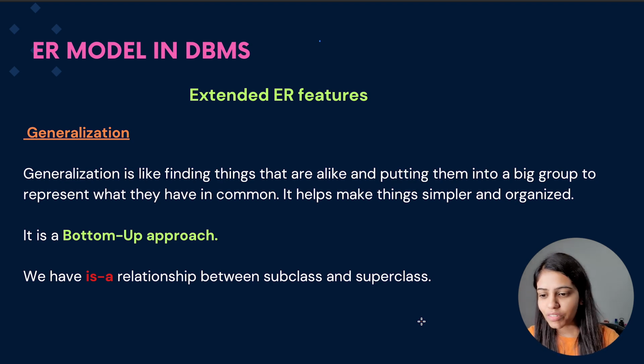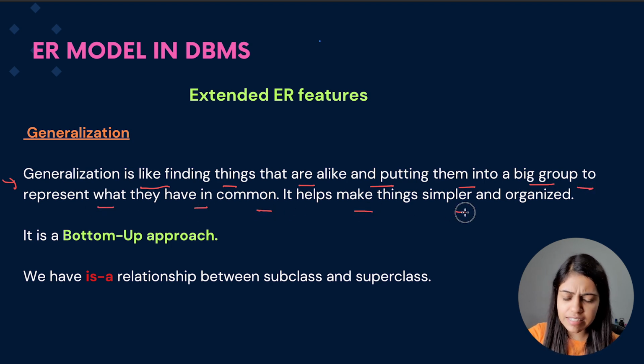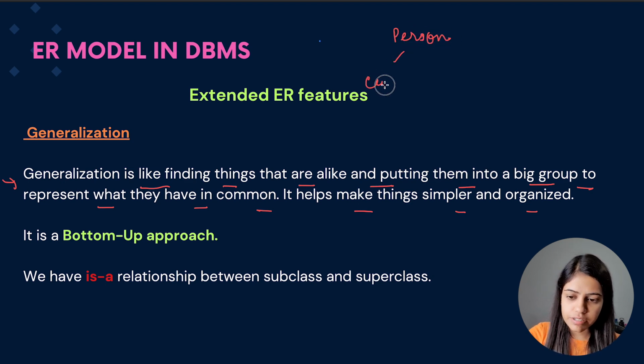So let's start. Generalization is like finding things that are alike and putting them into a bigger group to represent what they have in common. It helps make things simpler and organized. Now in specialization, consider there is a person. We were subgrouping the person into customer, employee and student.